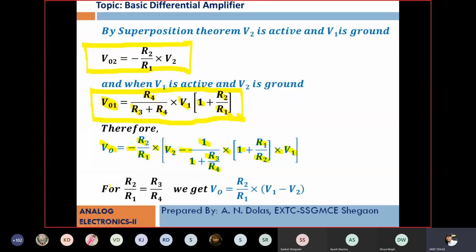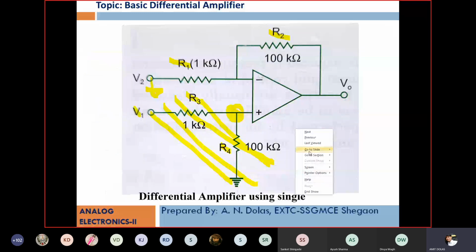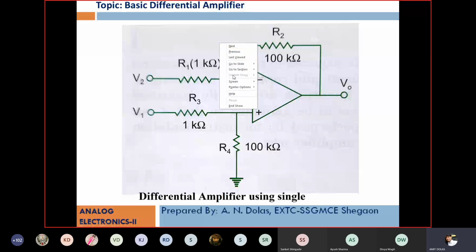Now we have to choose some values. Whenever we saw the subtractor circuit, at that time we took all the resistances equal intentionally. Or we may take R1 and R2, and instead of R3 also R1, and instead of R4 also R2, and calculated like that.